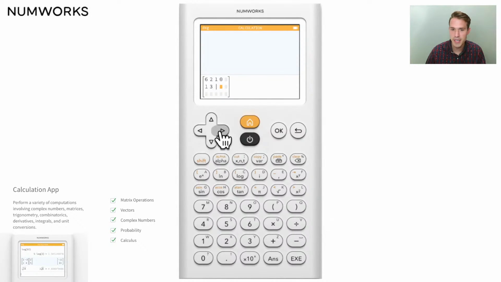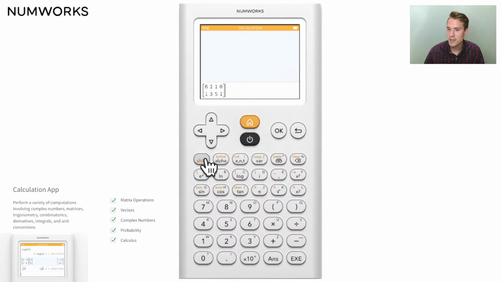So 1, 3, 5, and 1. That'll be my first matrix. So I could click OK or execute, but I'm actually going to go ahead and store this matrix as a letter. So I'm going to store this so I can refer to it later.